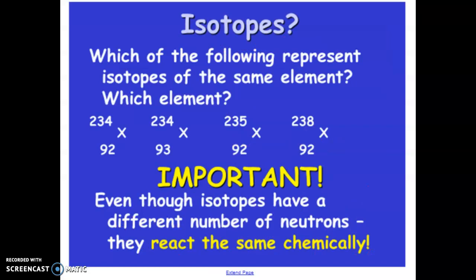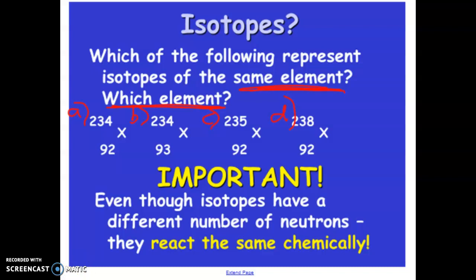Okay, so here's a question, and then we'll pause the video so you can try and answer this. Which of the following represents isotopes of the same element? Once you've decided on which ones, let's label these A, B, C, and D. So we have 4 different atomic notations. How many of them are the isotopes of the same element? And then which element is it representing? Pause the video and give this one a try.